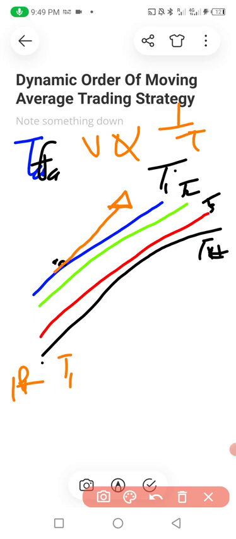Those with lower periods are going to move faster, and those with higher periods are going to move slowly. So if you want to get a signal, if you want to enter the market, you are going to be using fast moving averages of lower period.